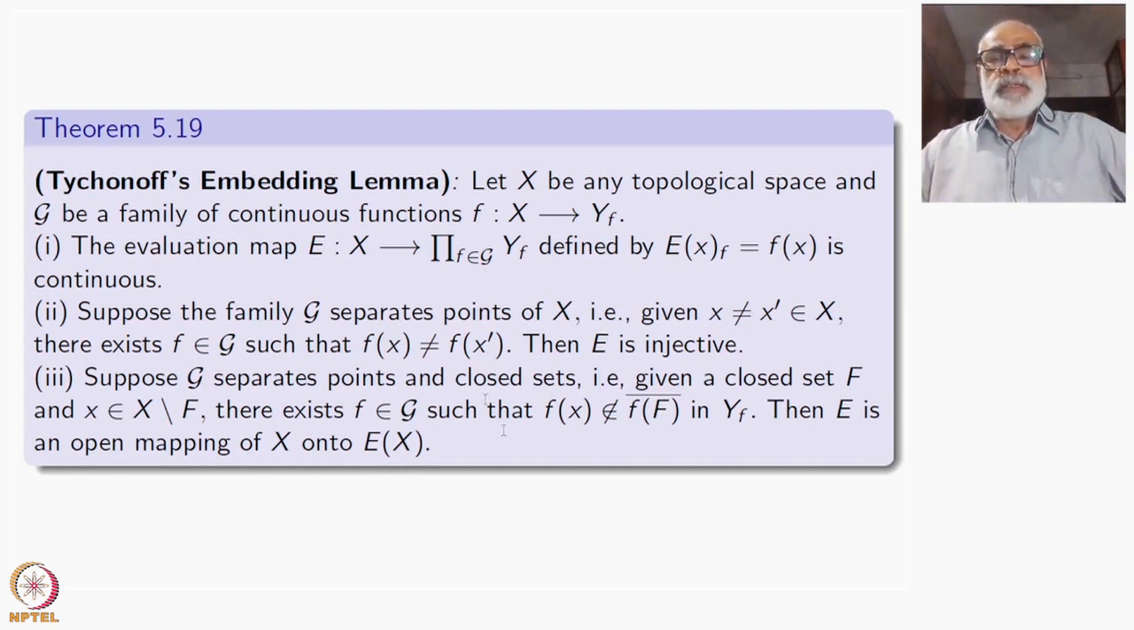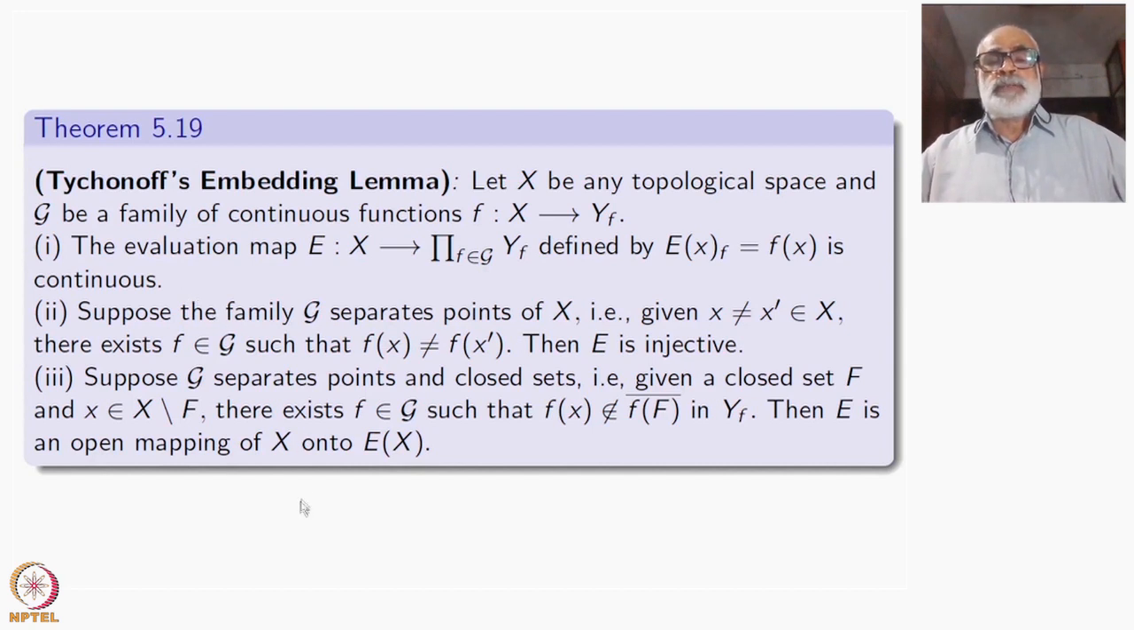The evaluation map E from X into the product space of Y_f. You take the product of Y_f as f ranges over this family. The evaluation map is defined as follows: for each x inside X, E(x) is a member of this product space, and I define it by taking its f-th coordinate to be f(x). So, the statement is that this evaluation map is continuous.